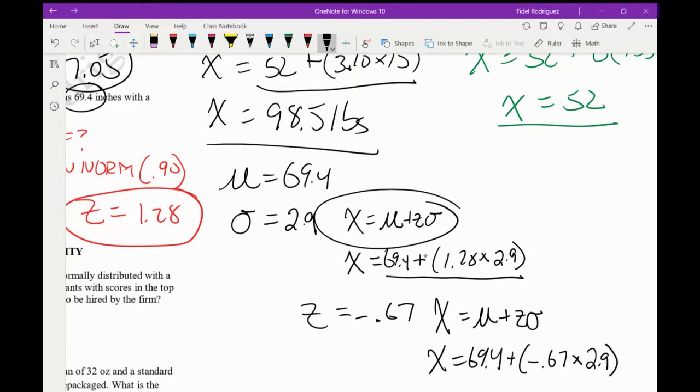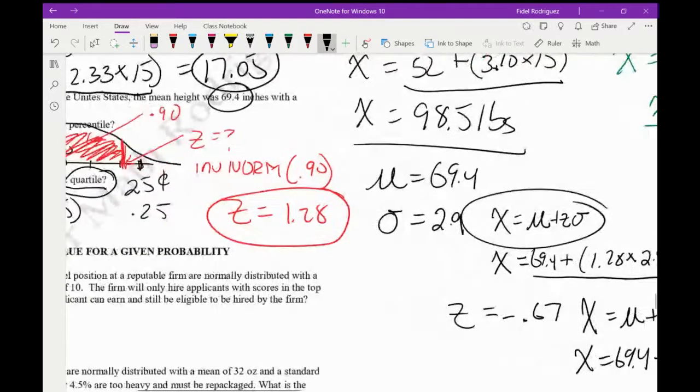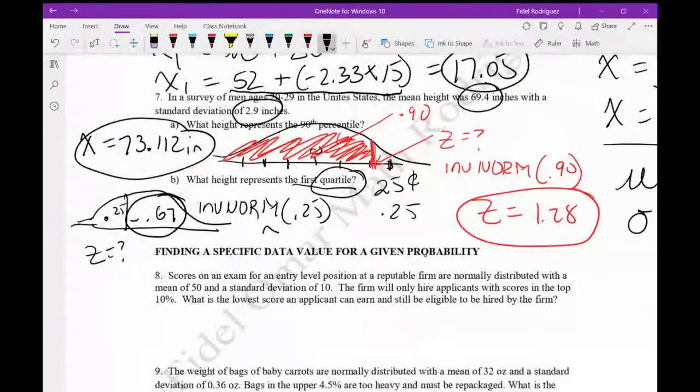times 2.9. And again, I'll just do this on my calculator here, but that's exactly how I'm going to type it in. 69.4 plus parentheses negative 0.67 times 2.9, close it off, and I'm coming up with something like 67.457. So for part B, I came up with an X value, write it in green, X value of 67.457, and this is again in inches, right?